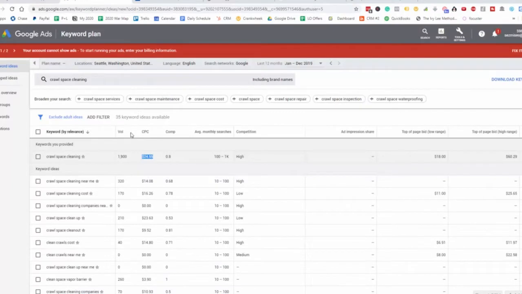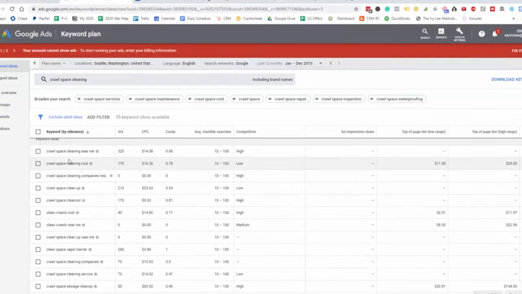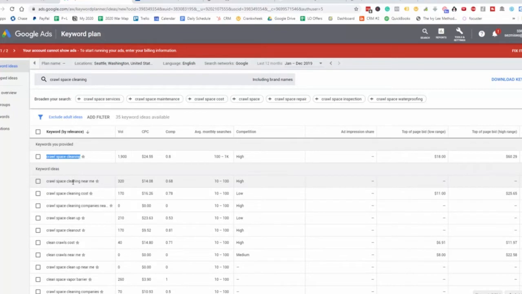So basically, this particular keyword ad group is going to have all of these additional keywords under it. This is the top level, crawl space cleaning, and within that there's going to be crawl space cleaning near me, crawl space cleaning cost, crawl space cleaning companies near me, crawl space cleanup, crawl space cleanout, right? Because everything is related and relevant to the crawl space being cleaned.